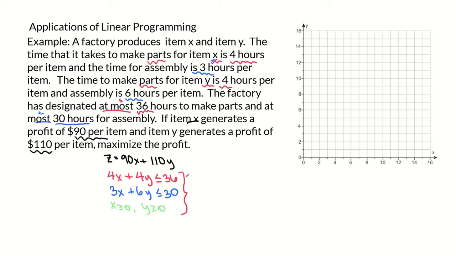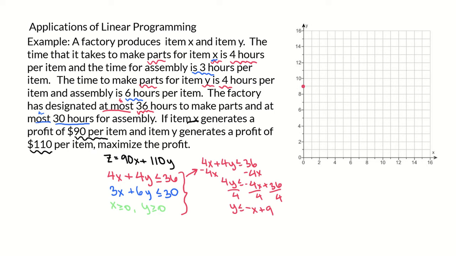So starting with that first inequality, we do want to transform it into slope-intercept form. So we'll rewrite it. 4x plus 4y is less than or equal to 36. We subtract 4x from both sides to get 4y is less than or equal to negative 4x plus 36. Divide each term by 4 to get y is less than or equal to negative x plus 9. And we graph that inequality.